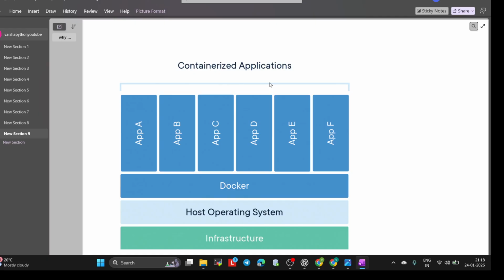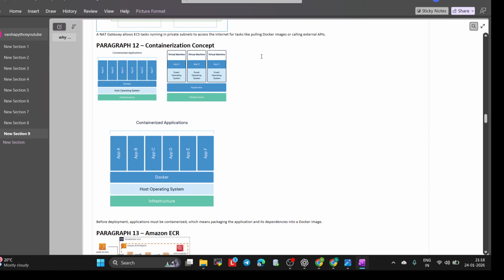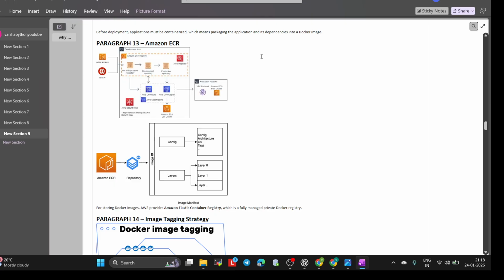And whenever we think about this diagram, we emphasize that Docker is not just a tool, but a core enabler of modern DevOps and cloud native architecture. Now, the third thing is Amazon ECR, a container image registry, because here is where we push our Docker image.